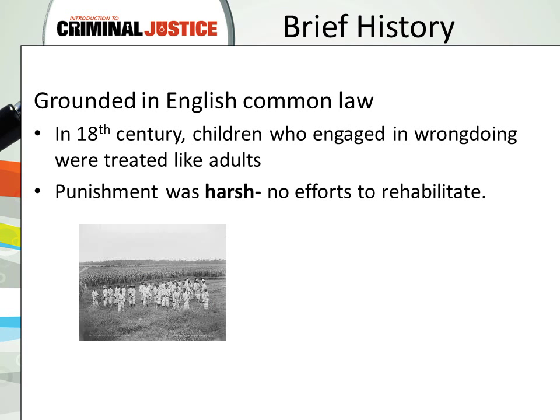This is all grounded in English law. Back in the 18th century, children who did something wrong were treated like they were adult criminals. There was no juvenile justice system. There were no juvenile detention centers. If you got taken to jail, it was with an adult. Didn't matter if you were 10 years old or 100 years old. Punishment was harsh. In this photograph is a chain gang of people working in the fields. There were no efforts to rehabilitate or protect the children.